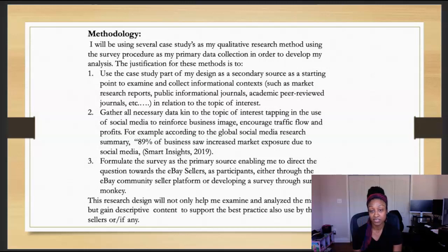Gathering all this is necessary and keen to the topic of interest, just tapping into the use of social media to reinforce the business image and encourage the traffic flow and profits. The third reason would be to formulate the survey as a primary source, enabling me to direct the questions towards the eBay sellers as participants, either through the eBay community seller platforms or by developing a survey using SurveyMonkey. This research design will not only help me examine and analyze a matter, but also provide descriptive content to support the best practices also used by the sellers, if any.